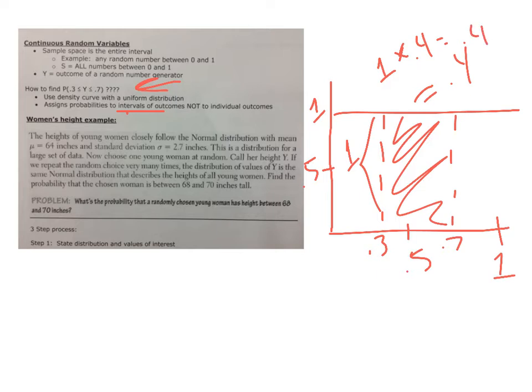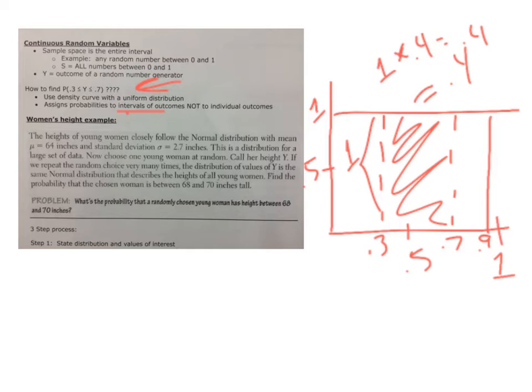That gives my area. And this is why I can't find an individual area. If I wanted an individual outcome, if I wanted the probability of 0.9, I don't have an area under the curve. It's just a straight line there. So I can't do an individual outcome here. But I can use my density curve with a uniform distribution to help me get that interval of outcomes.